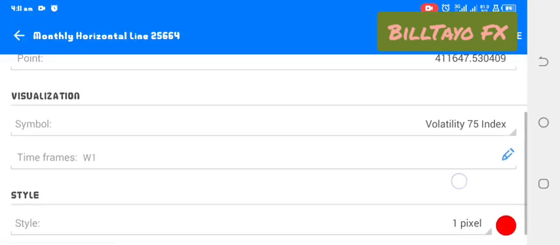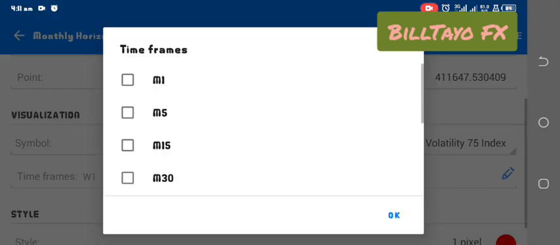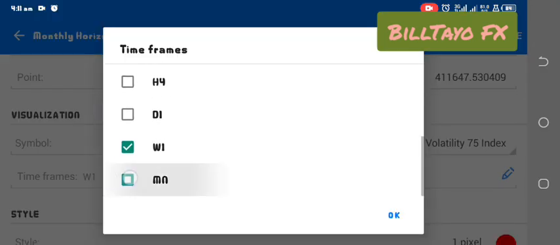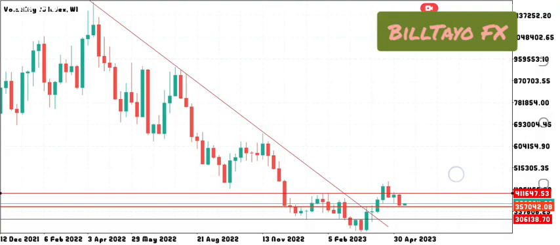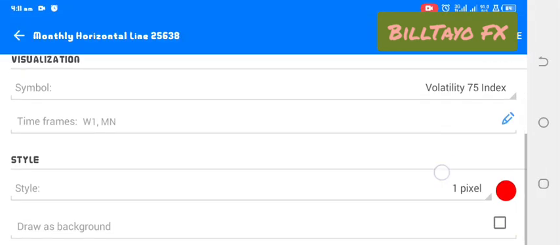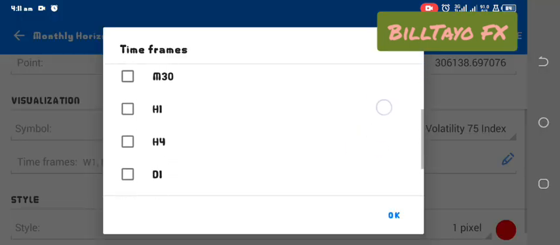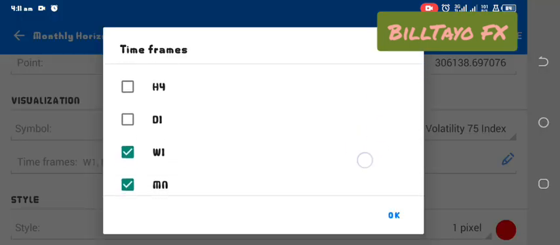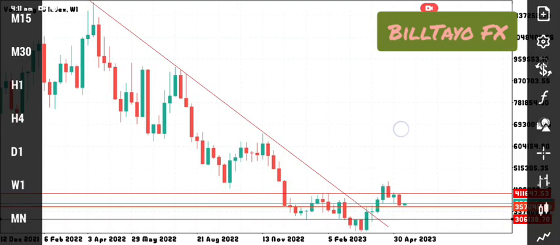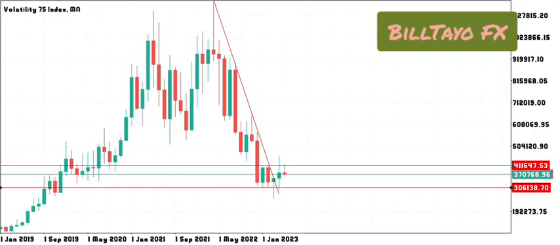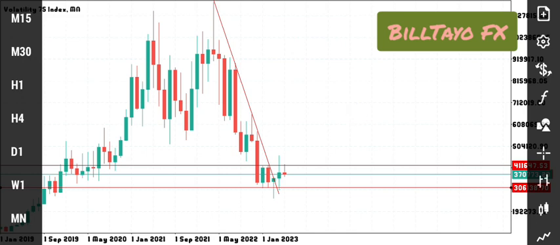this horizontal line is for the monthly. This is for the monthly candle. This also applies to the monthly candle. So monthly candle, okay, it's there. So let's check the monthly again. You can see this is the first two candles that began this year 2023.